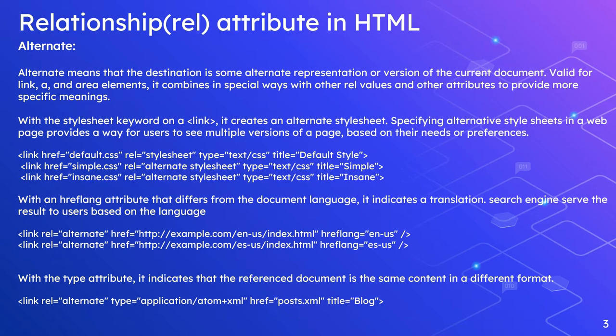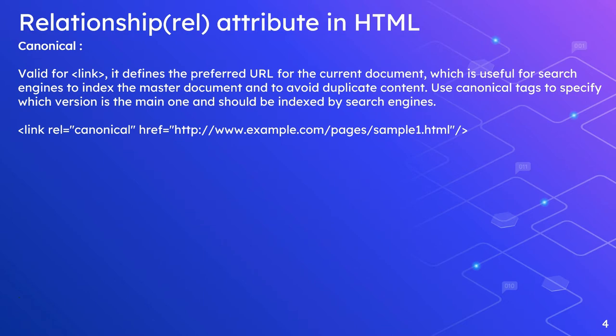So the current content is in HTML format, and the same content is organized in feed format. For that also you can use this type attribute. So we are saying type equal to this one, then rel equal to alternate. Let us now move to the next attribute.